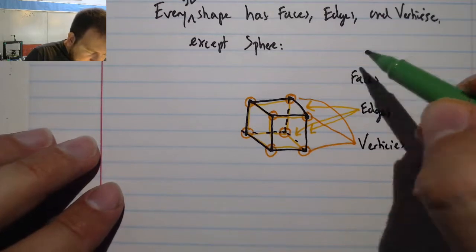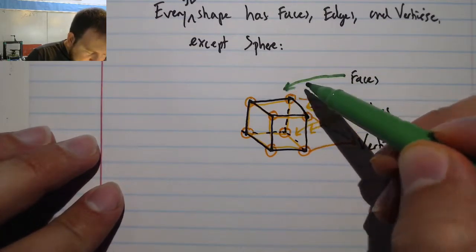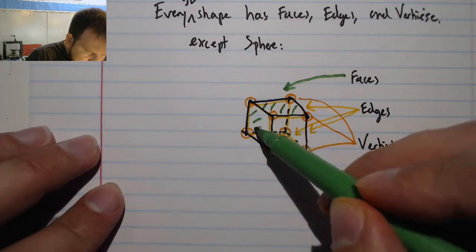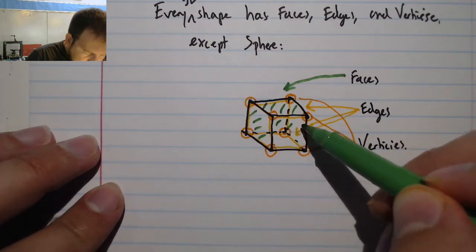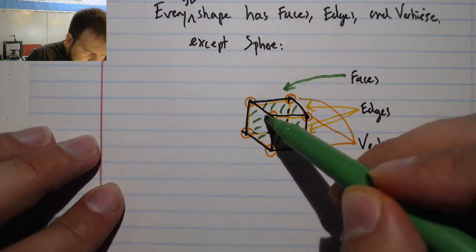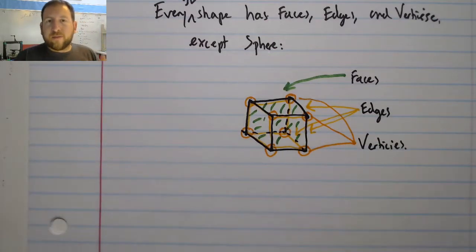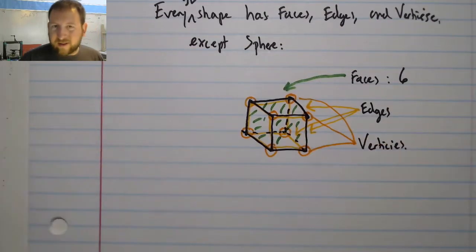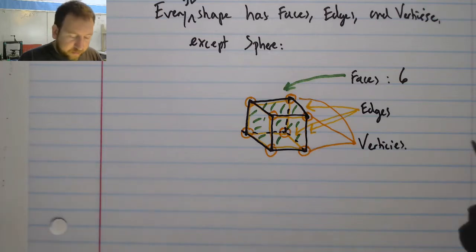Our faces are these. So if I were to kind of color them in, it's a little difficult to do with so much color going on, but each of these faces, the flat section, is our face. And we have 6 of them in this case. Just like if you ever rolled a die, obviously dice go up to 6.